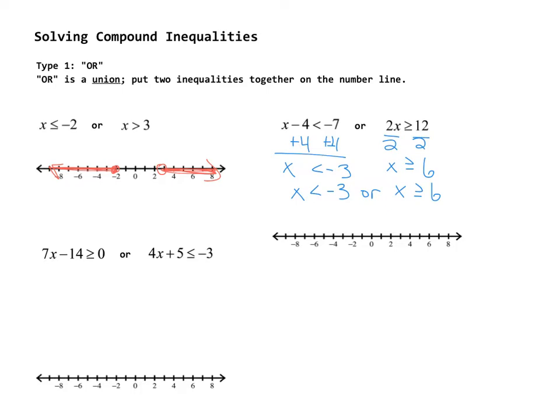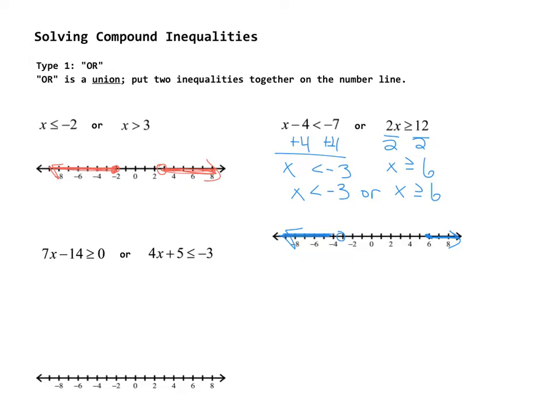To graph it, you graph everything less than -3. You graph everything greater than or equal to 6. You put those two inequalities together. Notice that the solution to an OR often looks like two boat oars, right? You see that? Different OR, but that might help you remember it. The graph of an OR will often look like two boat oars, okay?